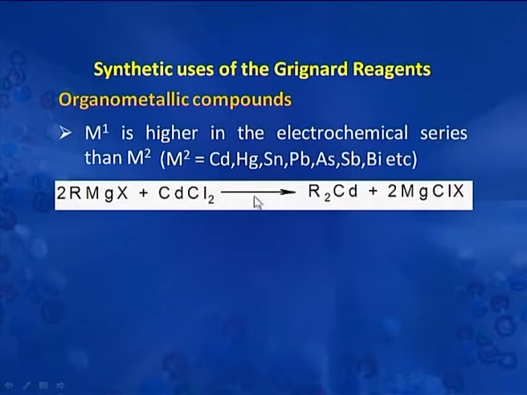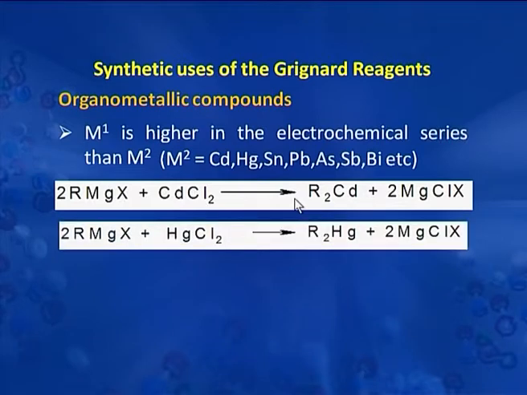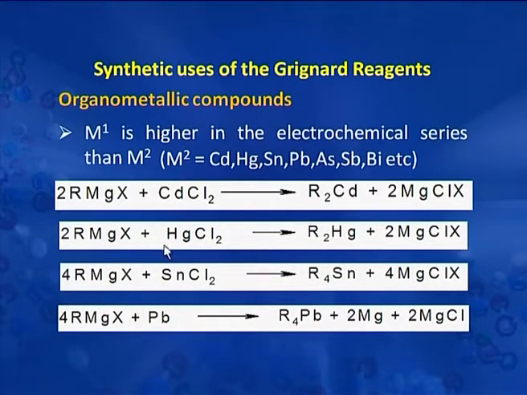Here, Grignard reagent with cadmium chloride, cadmium replaces the magnesium and forms an organocadmium compound. Similarly, in the second equation mercury replaces the magnesium, in the third tin replaces the magnesium, and in the fourth lead replaces the magnesium, because cadmium, mercury, tin and lead are lower in the electrochemical series than magnesium.